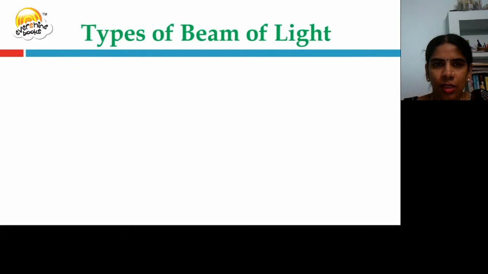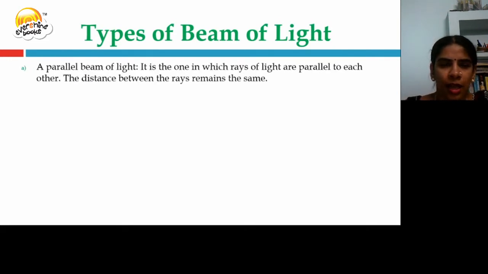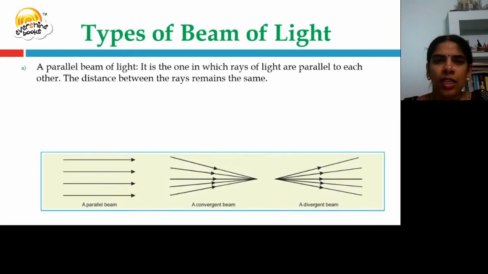Let us now discuss the types of beams of light. A parallel beam of light. It is the one in which rays of light are parallel to each other. The distance between the rays remains the same.